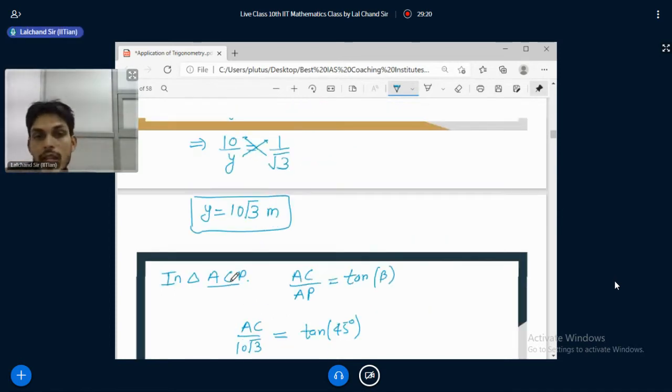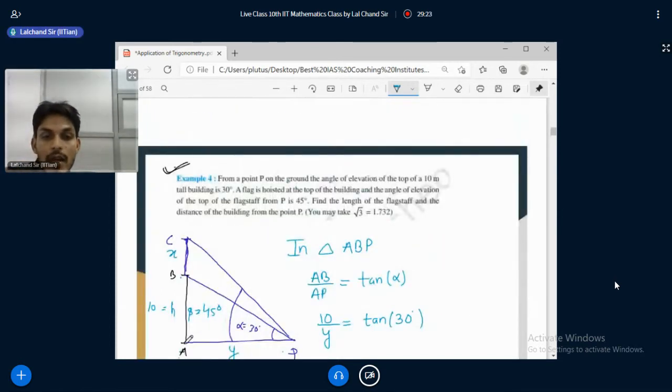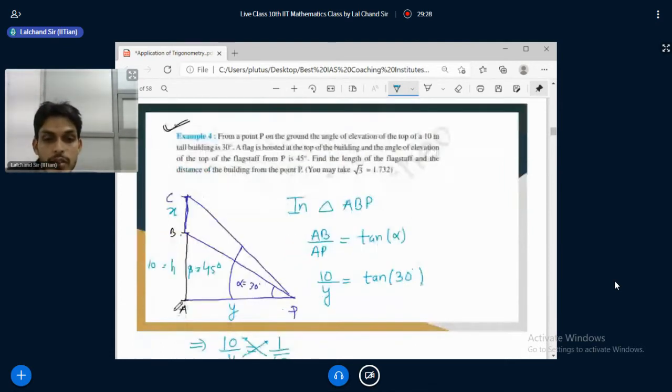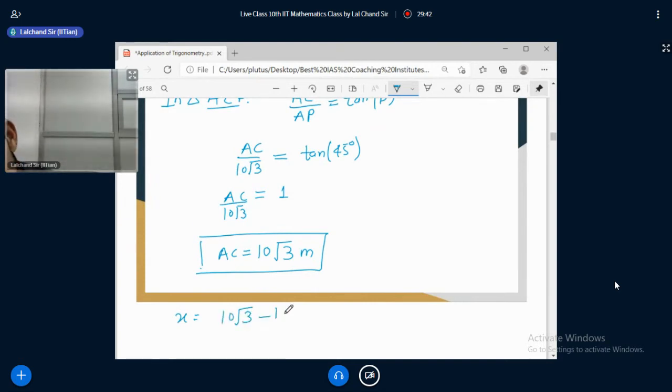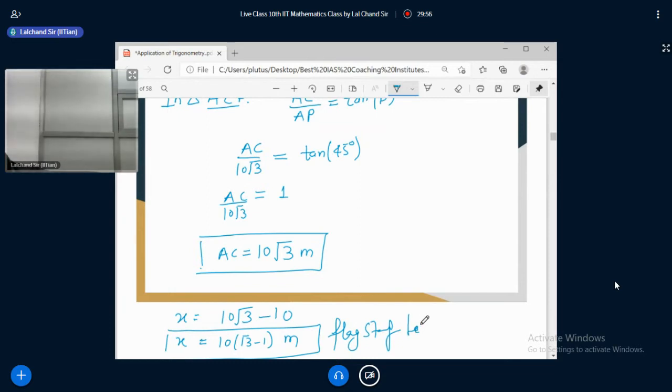Okay. So finally, we have calculated this length A to C, but we need only this length BC. So how do you calculate BC? Because we know AB length is 10. So if we subtract 10 from AC, then we will have the value for X. So we can say our X value is 10 root 3 minus 10. If we take 10 as common, finally it is 10 times root 3 minus 1 meter. This is the value of X. This is the length of the flagstaff.